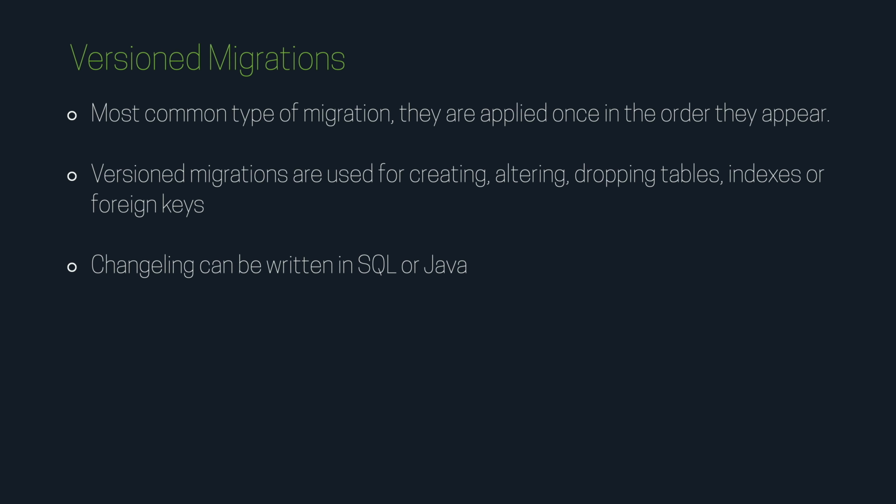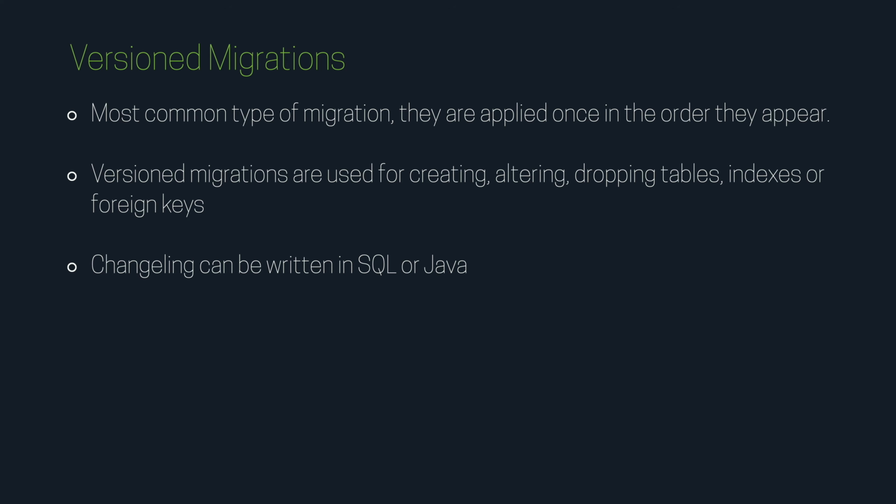The versioned migrations are the most common type of migrations, and they are applied once in the order that you define. The most common use case for versioned migrations is when you have database schema changes, such as creating a new table, altering an existing table, dropping data, or changing the index of an existing table. Then a versioned migration is used.